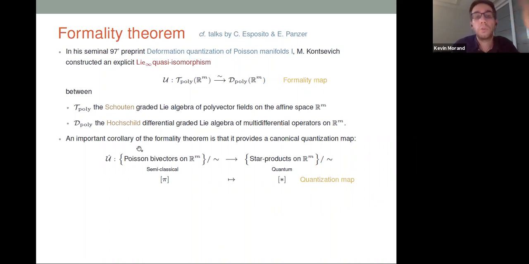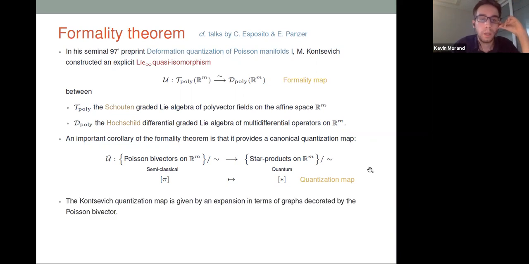In particular, an important corollary of this formality theorem is that it provides a canonical quantization map as follows. Any Poisson bivector can be quantized using this map. We can associate to any Poisson bivector on R^m a star product which quantizes it, that is, the semi-classical data of the star product is the original Poisson bivector. So we can go from the semi-classical level of Poisson bivectors to the quantum level of star products using this quantization map. This Kontsevich quantization map is given by an expansion in terms of graphs, which will be crucial for our purpose.